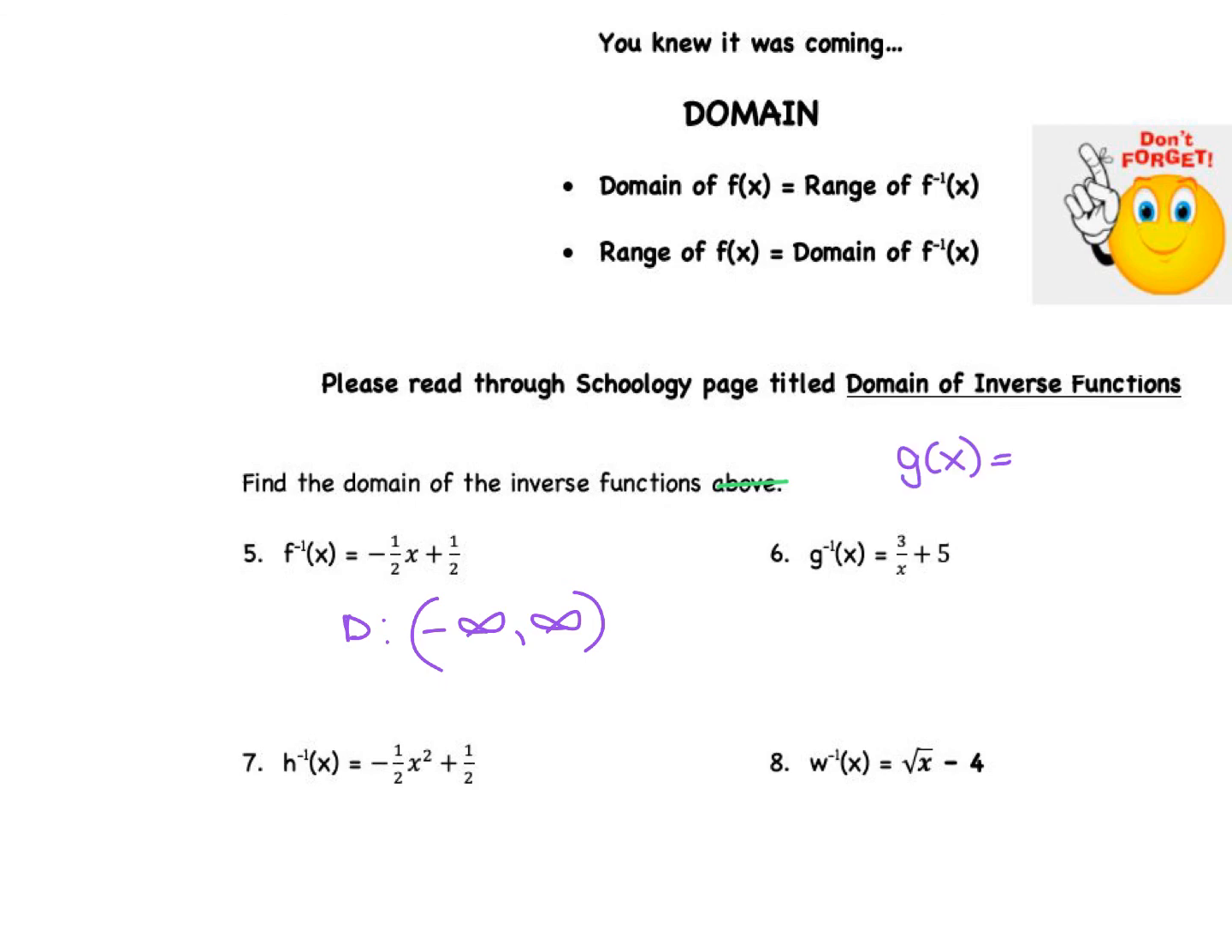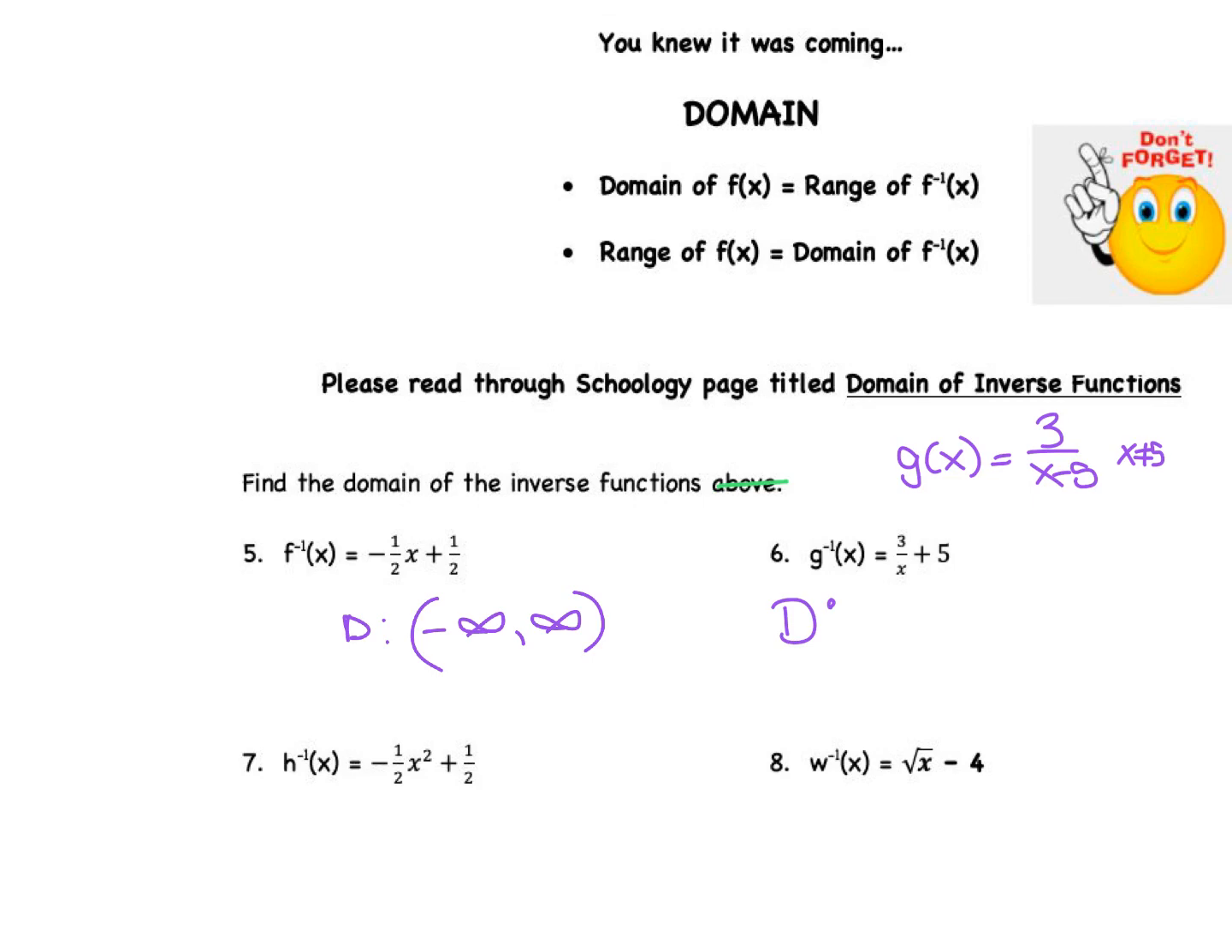Now for g of x, we were given that g of x was 3 over x minus 5, and we were told that x could not be 5. Well, why can't x be 5? Because then we have to divide by 0. So now our new range would not have 5 in it.